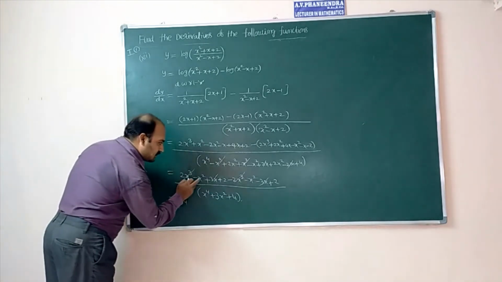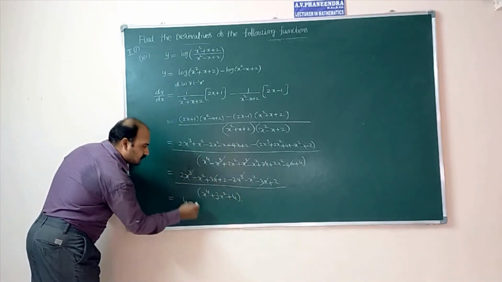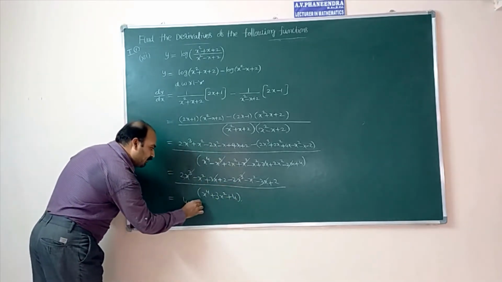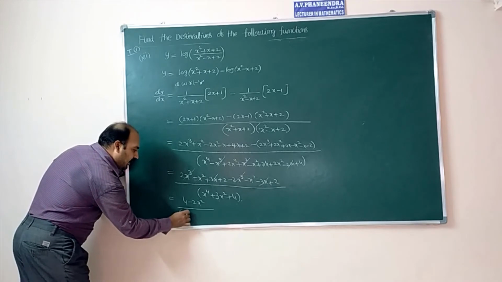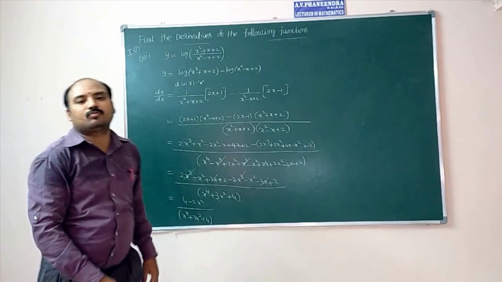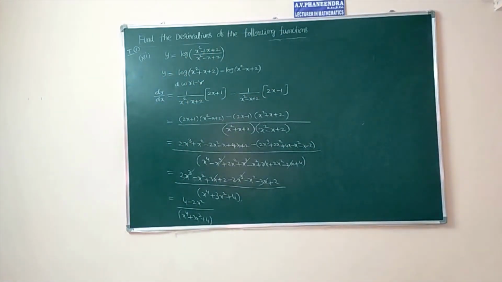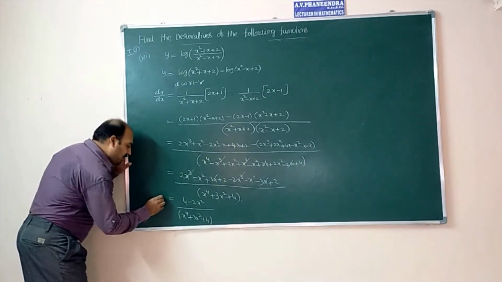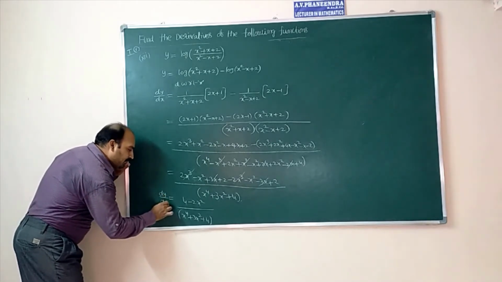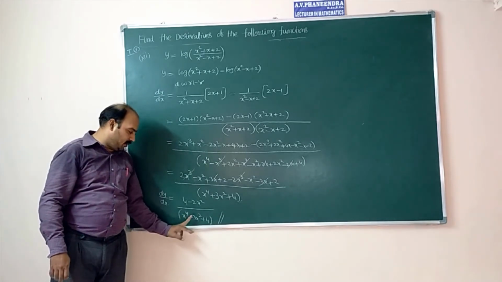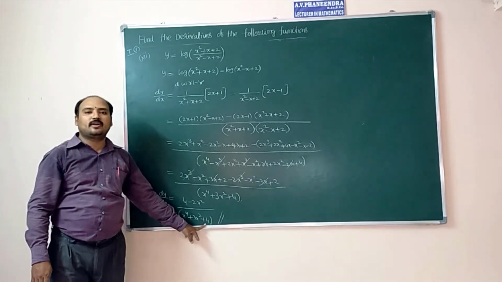4 minus x square minus x square, 2 plus 2 is 4, so 4 minus 2x square, divided by x power 4 plus 3x square plus 4. Now, are you able to see that? Okay. Now dy by dx equal to 4 minus 2x square divided by x power 4 plus 3x square plus 4. Like this we'll get that answer.